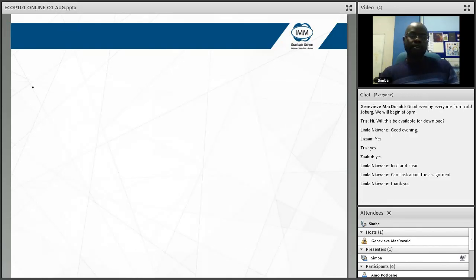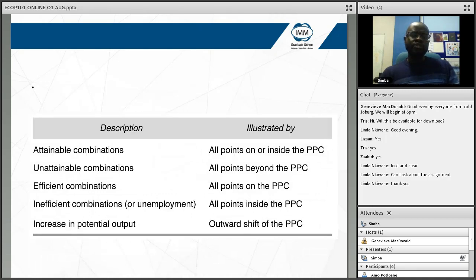All right. So just to summarize, all points that are on the PPC are attainable combinations, and any point that is inside the PPC is also attainable, though it will be inefficient. Unattainable combinations are all points that are beyond the PPC, so any point that is to the right of the PPC shows unattainable combinations, which is scarcity. Efficient combinations are all points that lie on the PPC. Inefficient combinations or unemployment are all points that are inside the PPC.